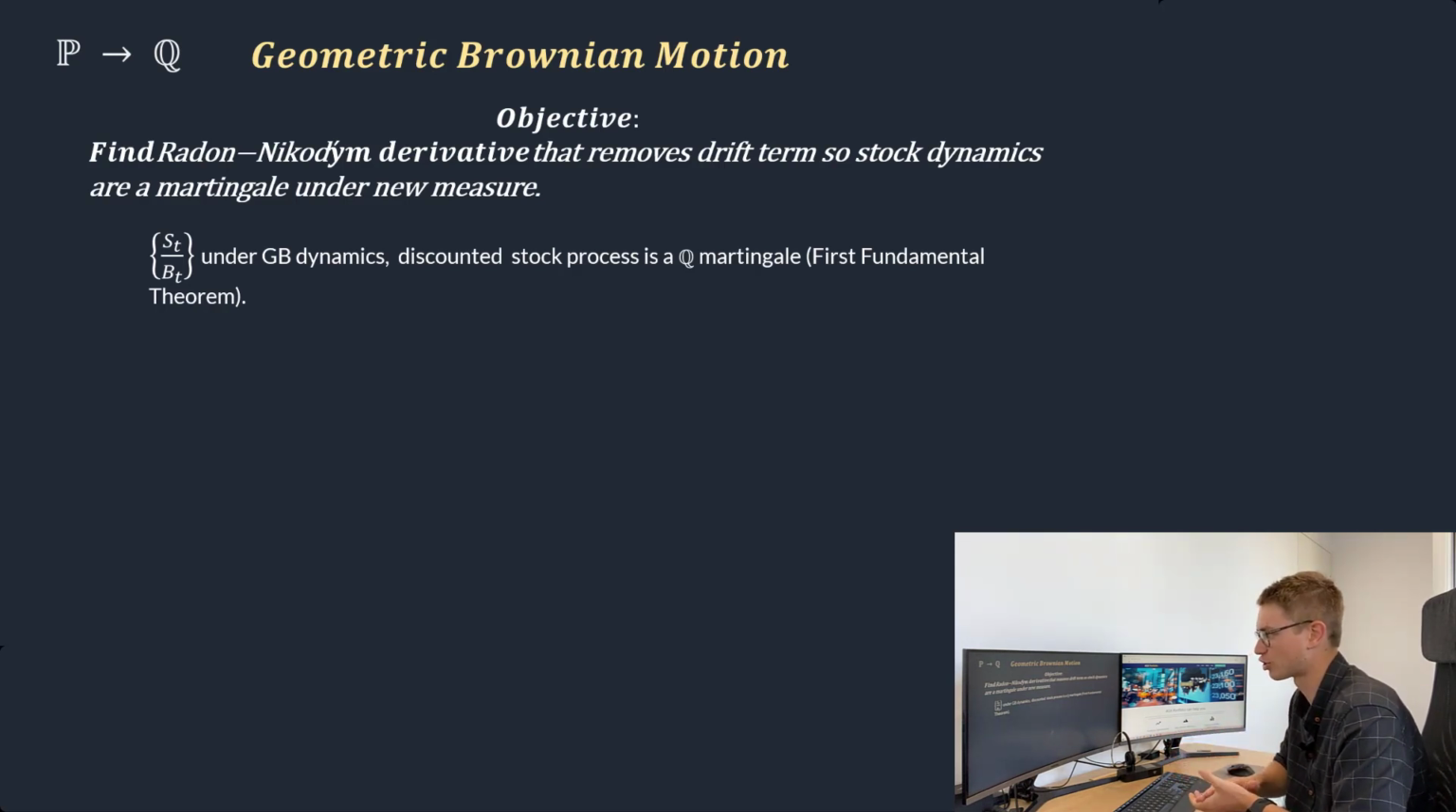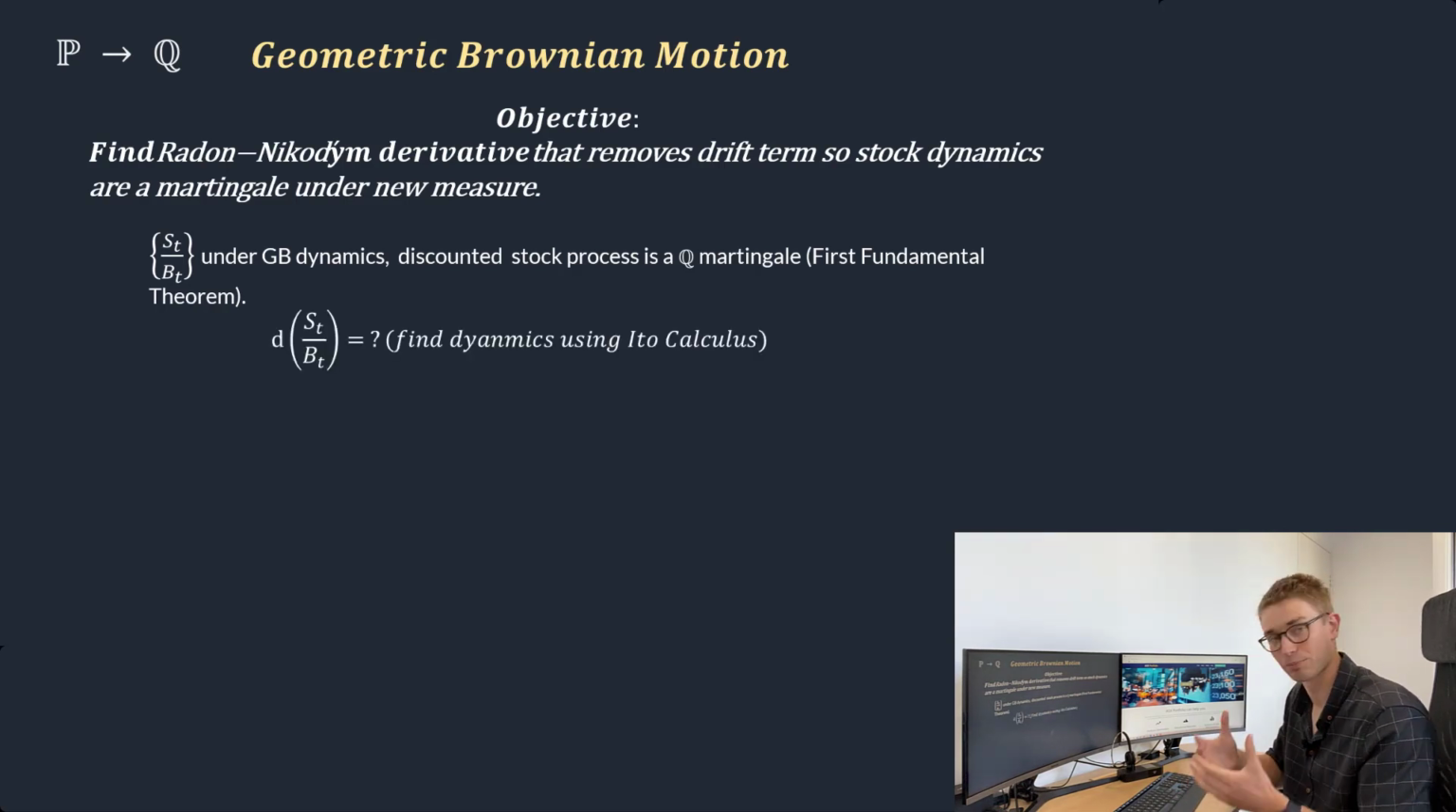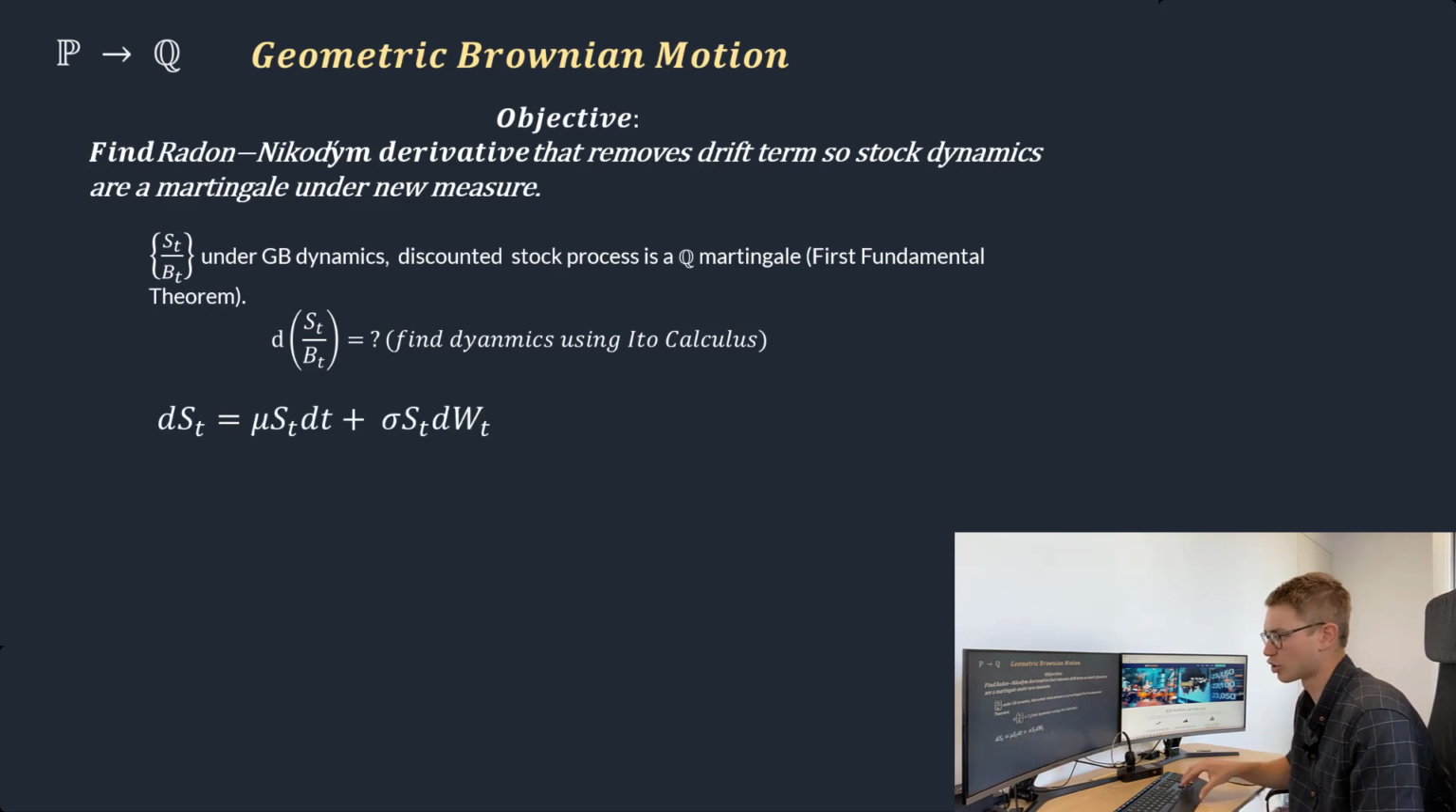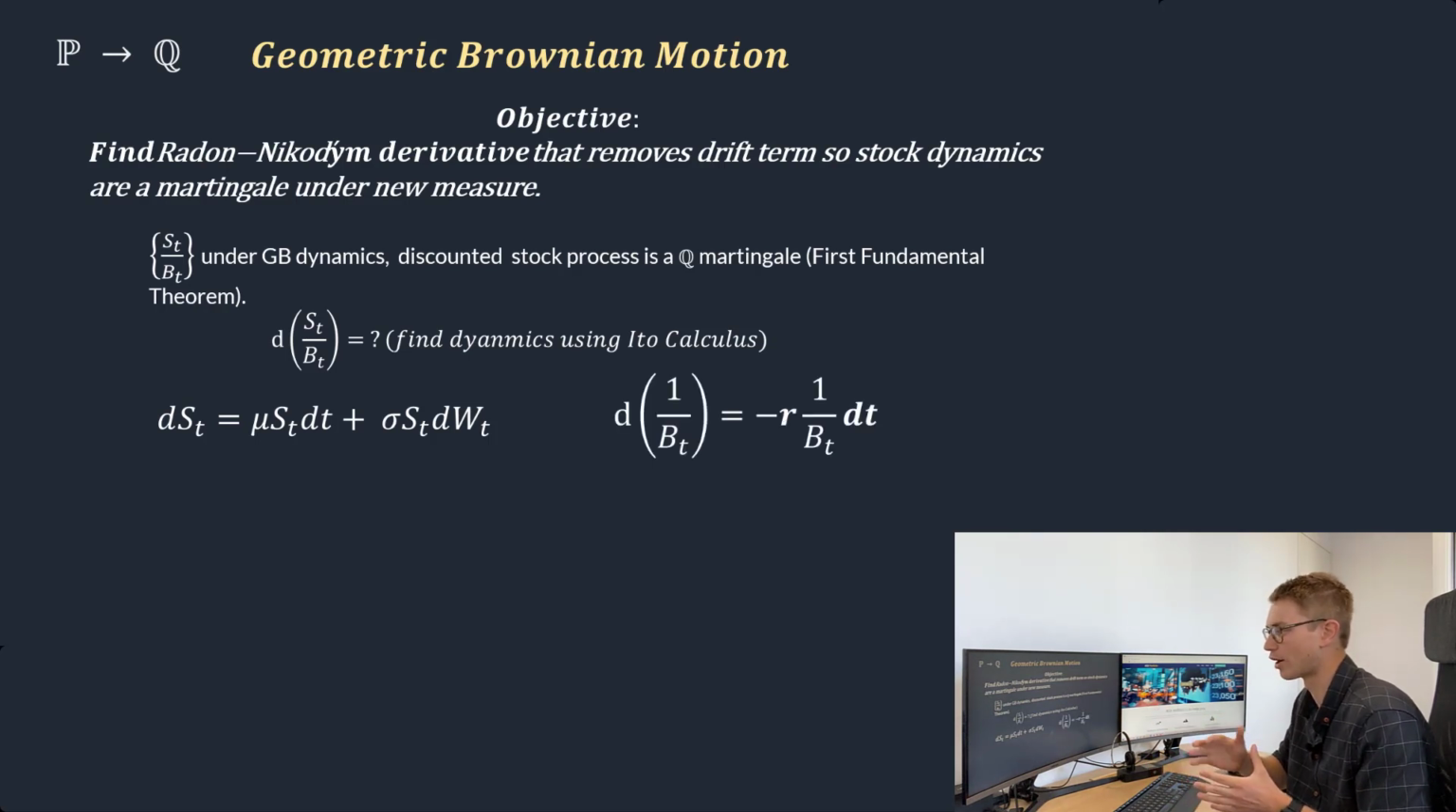So the discounted stock process is a Q martingale, and we know that from the first fundamental theorem. To actually prove that, let's take a look at the dynamics, and we're going to use Ito calculus here. So what are the dynamics, the changes that can occur with this new model, ST over BT? We're going to look at the change in ST, which we've already defined, and compare that to the changes in 1 over BT.